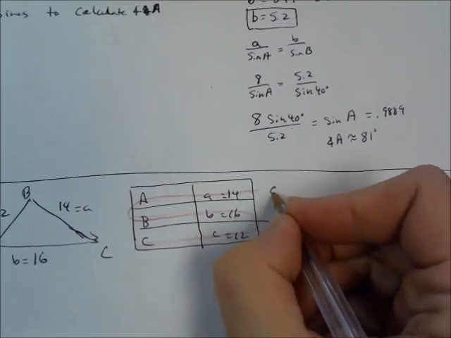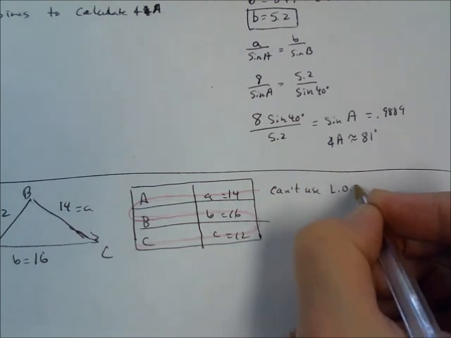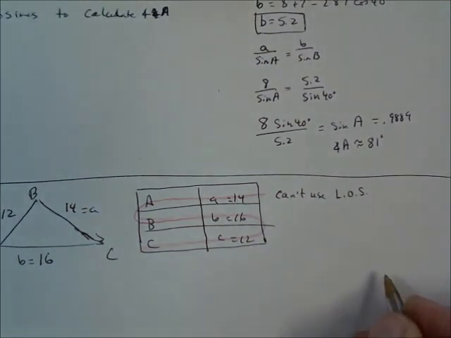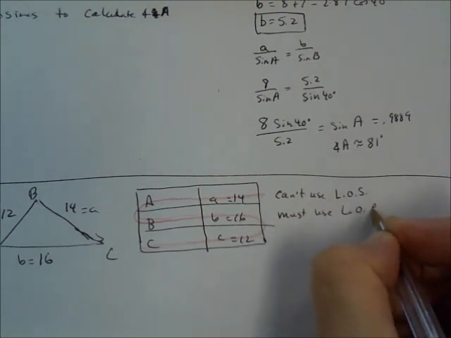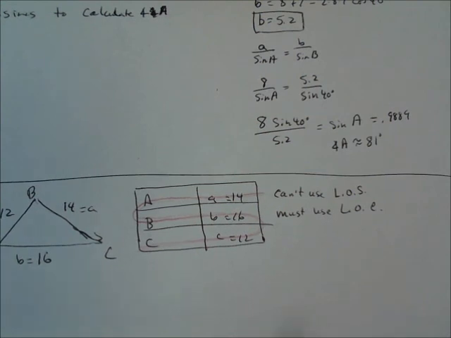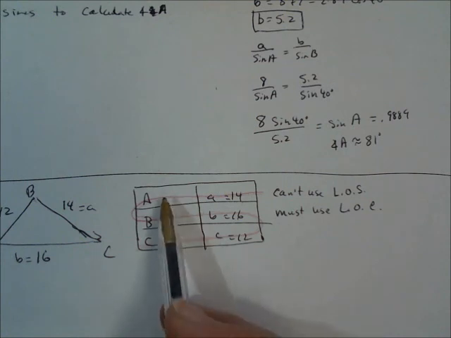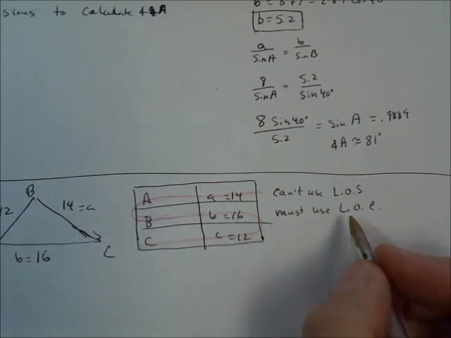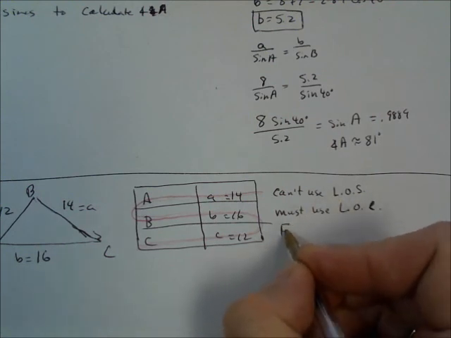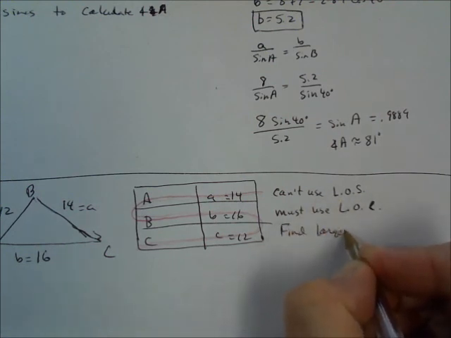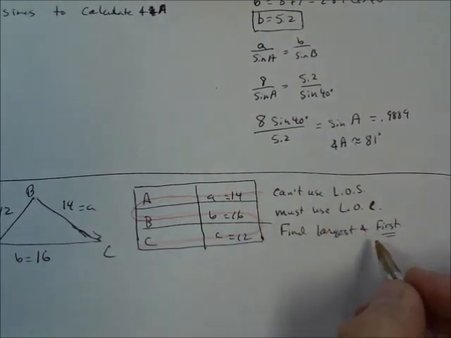Okay, so we can't use the law of sines again. I'll just go LOS for law of sines. So we must use the law of cosines. It doesn't really matter which angle we find first, but it's usually the best idea to find the largest angle first. So the largest angle would be angle B.